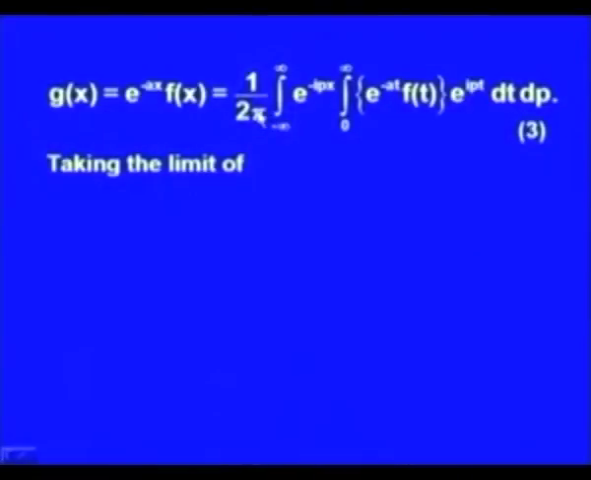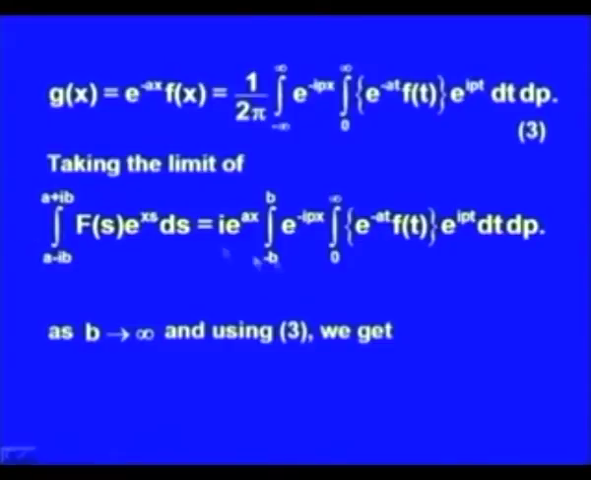So, then g(x) will be equal to e to the power minus a x into f(x) equal to 1 over 2 pi integral over minus infinity to infinity e to the power minus i p x, 0 to infinity, and then e to the power minus a t into f(t). Here the limits of integration from minus infinity to infinity are reduced to 0 to infinity, because g(x) is defined as 0 from minus infinity to 0. So, e to the power minus a t into f(t) into e to the power i p t dt dp, taking the limit of a minus i b to a plus i b f(s) e to the power xs ds, that is this.